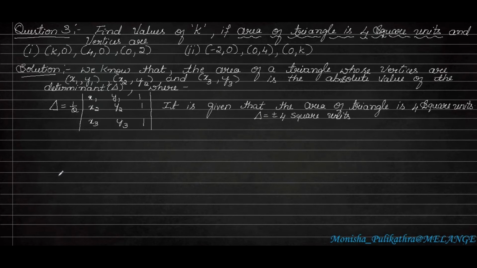Moving on to the third question. Here the area of the triangle is given. The area of the triangle is 4 square units, and we have to find an element inside the determinant. Here one element is given as k. We need to find the value of that k in the same procedure itself.